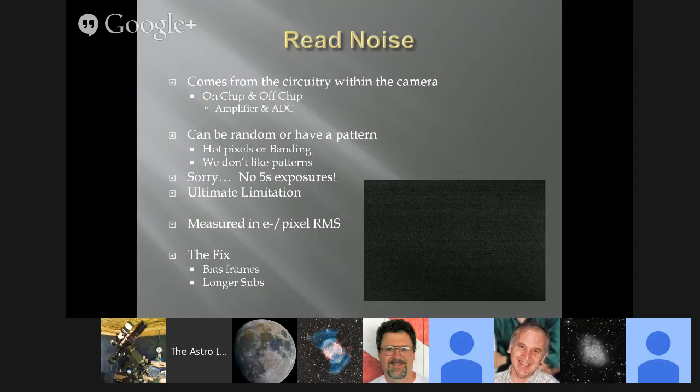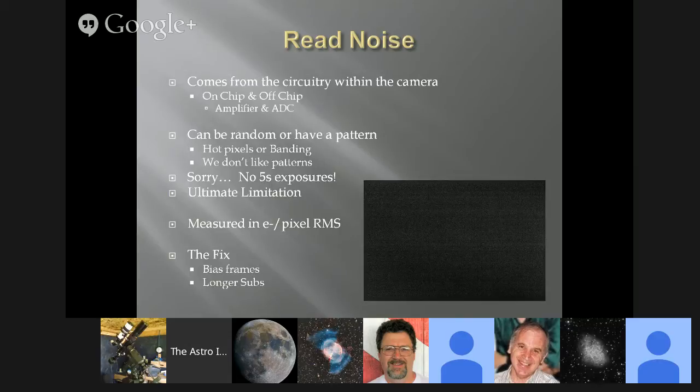Read noise is measured in electrons per pixel RMS, so it's actually kind of like a standard deviation. It's how far from the mean, on average, at a pixel level, you're going to find that error to be. And read noise coming from the camera, I'll show you another place it's limiting.